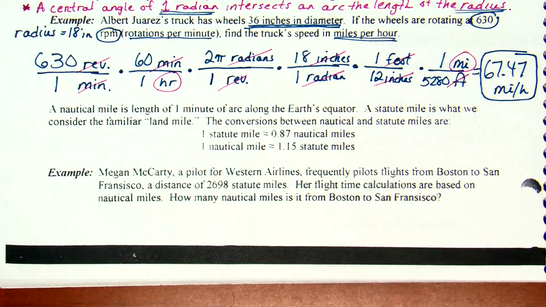Okay, one last set of information. There's not much to stress about here. A nautical mile is the length of 1 minute of arc along the Earth's equator. So nautical mile, we're talking about what boats use, right? We're talking about what you see in the ocean. A statute mile is what we consider the familiar land mile. So our traditional mile is a statute mile. The conversions between nautical and statute miles are as follows. And they give it both ways. In fact, a statute mile is approximately 87/100ths of a nautical mile, or a nautical mile is approximately 1.15 statute miles.